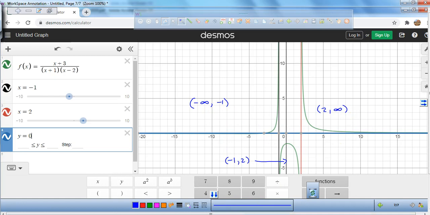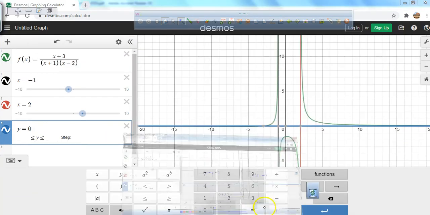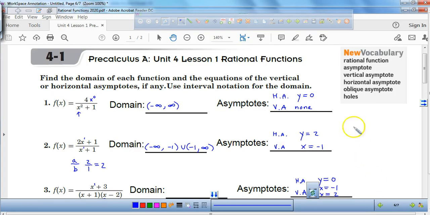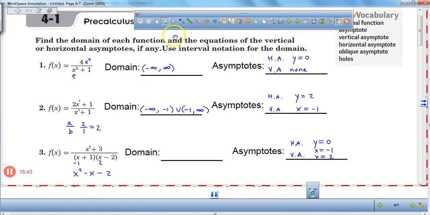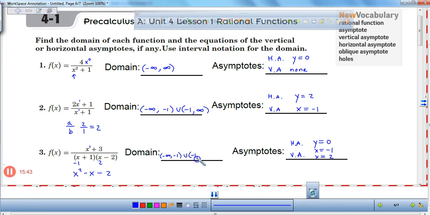So here we go. How do we write that? Let's check it out. Our domain goes from -infinity to -1, union with -1 to 2. And it's not equal to, that's why it's a soft bracket. Union with 2 to infinity. Got to fit that all in there. But that's the domain for number 3.